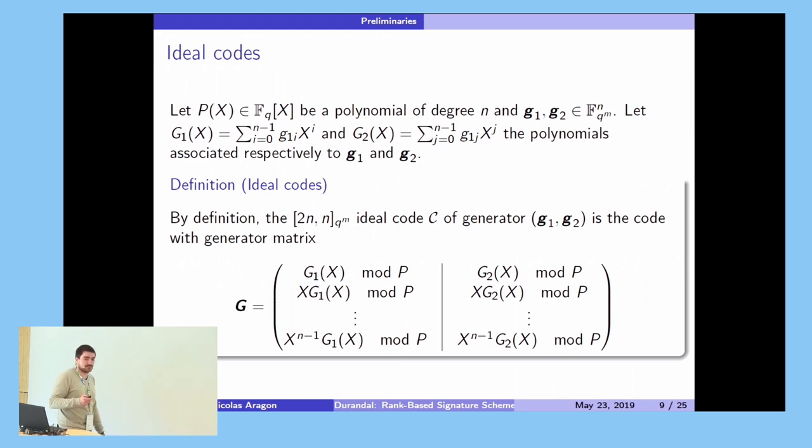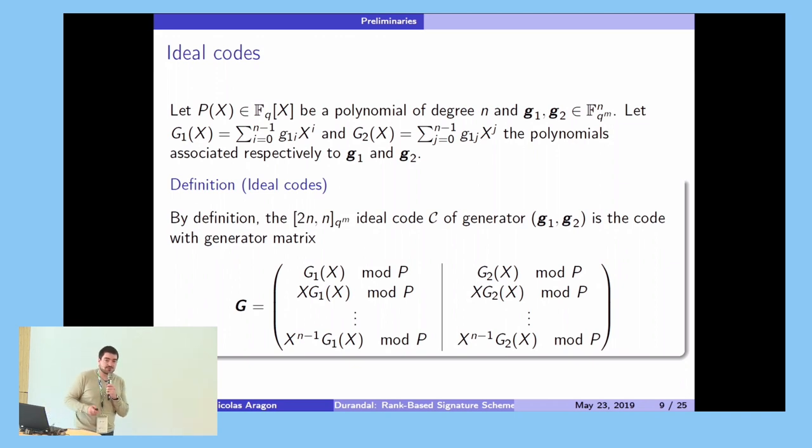The structure is called ideal codes. What we are going to do is that we have some vectors of length n, and we associate a polynomial of degree n minus 1 to these vectors, so here g1, for example. And there is an isomorphism between these polynomials and n times n square matrices.